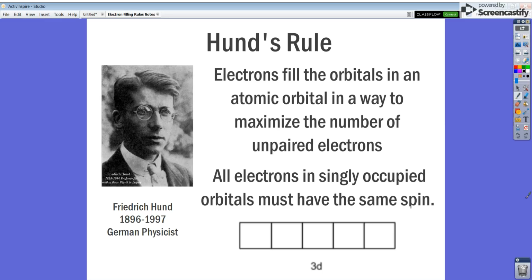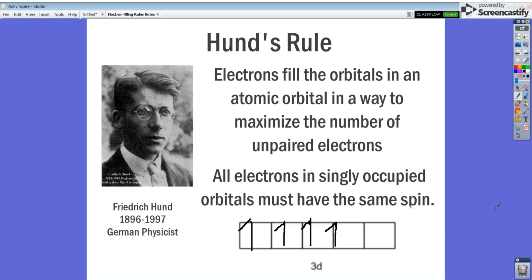So let me give you an example. So this is the 3d, and let's say I'm going to put 4 electrons in the 3d. When I do that, I draw it like this: 1, 2, 3, 4. So notice that it's not 2 here and 2 here. I'm trying to maximize the number of unpaired electrons.